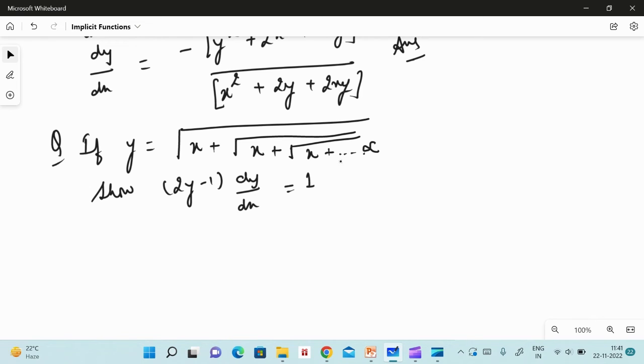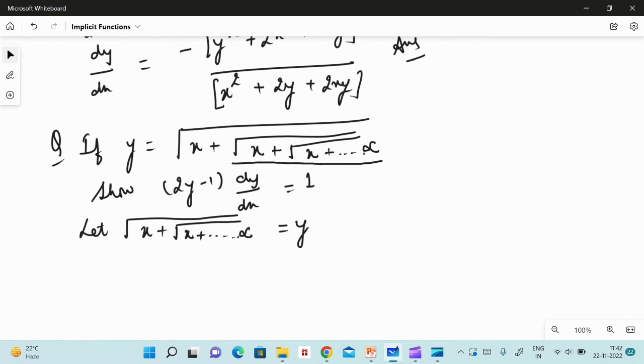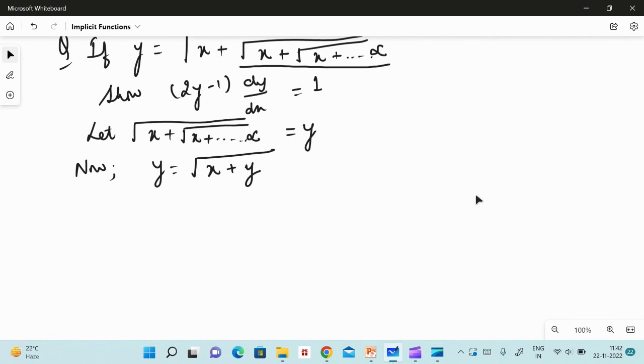Now see, this question seems to be very difficult as there are n number of roots in it. So what we will do, leaving the first root x, we will suppose that root x plus root x plus infinity is equal to y, right? So what would be my equation now? My equation will be y is equal to root x plus y. Okay, now this seems to be a very simple question, right? Now how to solve this?